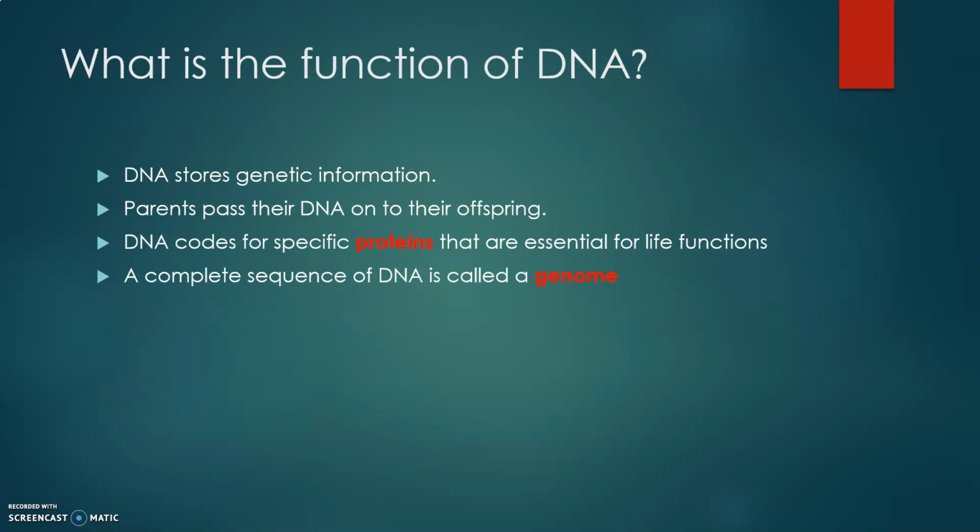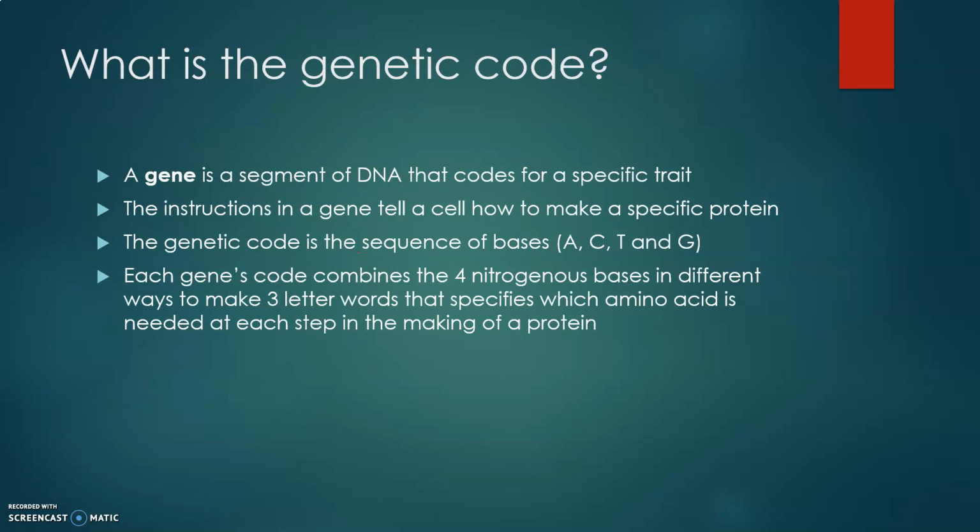So the basic function of DNA is to store genetic information. So parents pass their DNA on to their offspring, and the DNA will code for specific proteins that are essential for life functions. A complete sequence of DNA is called a genome. So basically, for example, our genome is made up of 23 pairs of chromosomes with over 20,000 different genes.